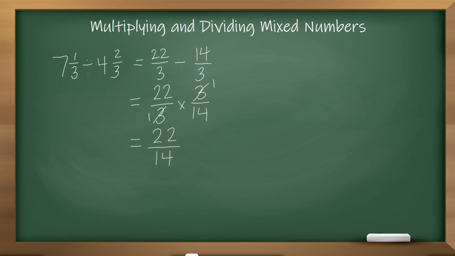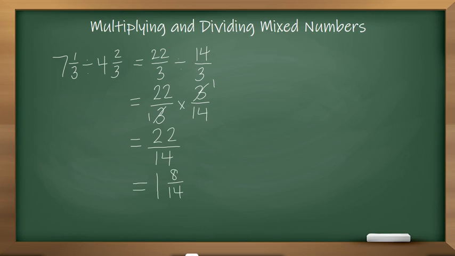Next, we see that the numerator is bigger than the denominator, so we're going to turn that into a mixed number. So I'm thinking, how many times does 14 go into 22? Well, one group of 14 is 14. 2 groups of 14 is 28. That's too much. So it only goes in one time. So there's only one whole. And then if I have 14 of my pieces go together to make one whole, then I have 8 other pieces left over. So that gives me 1 8/14.